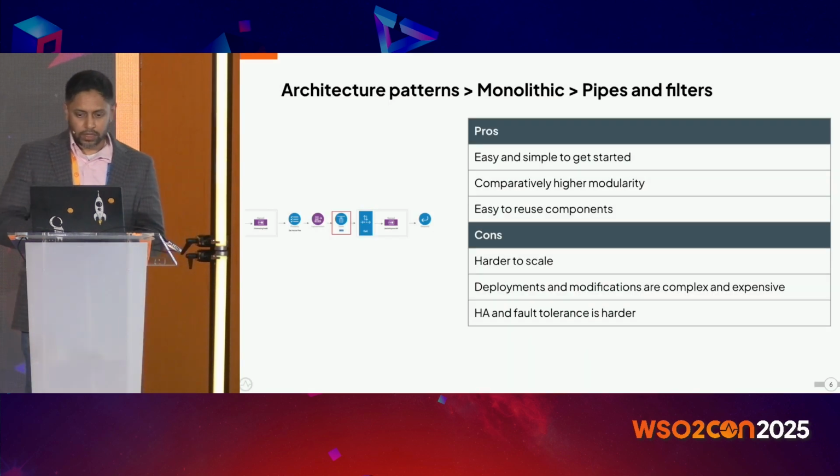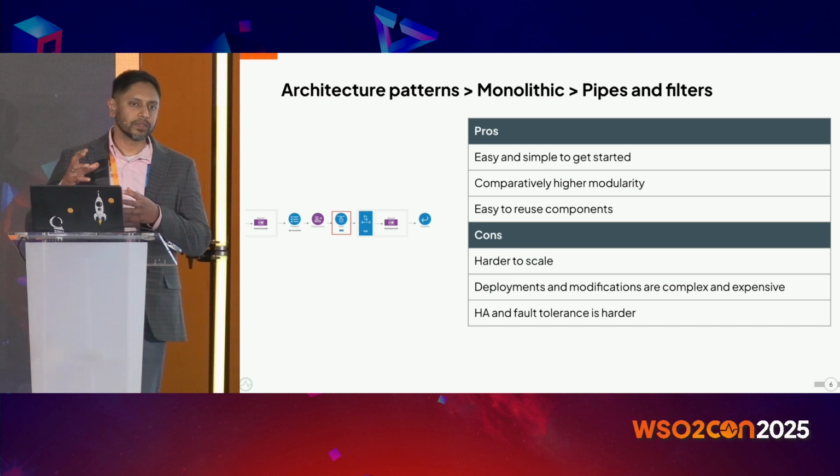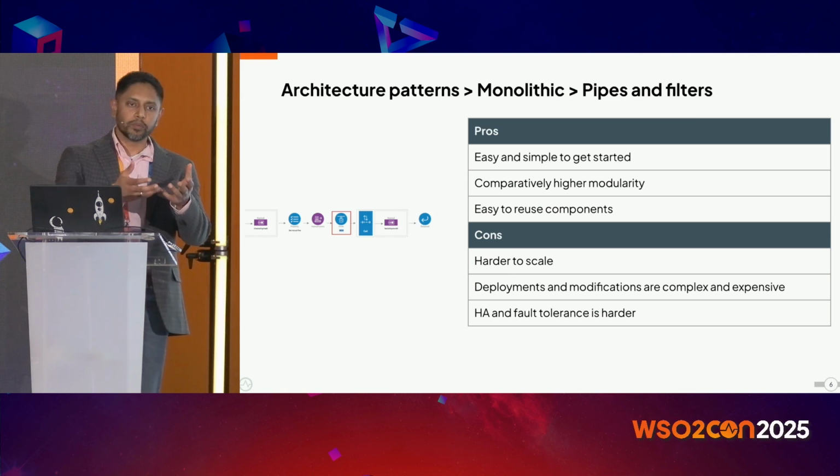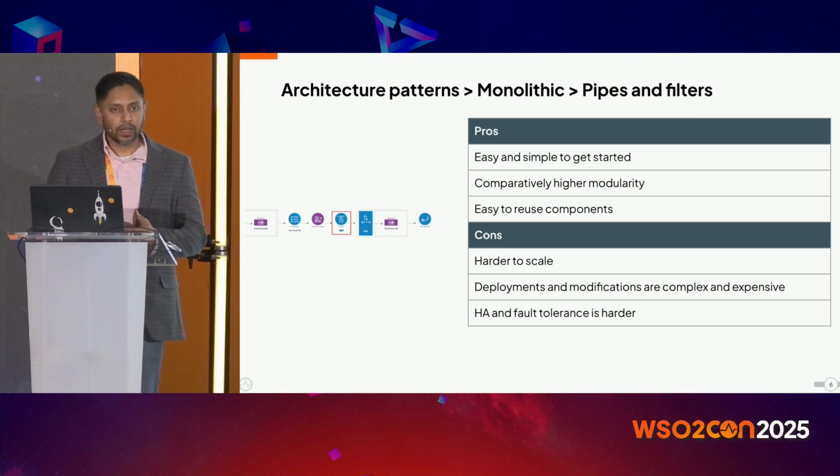And then, of course, pipes and filters. So pipes and filters is basically you have some kind of filtering mechanism, and then you filter based on certain conditions, and then you pass the data to another filter. There are lots of examples in this pattern. So WSO2 ESB is using this pipes and filters architecture underneath.